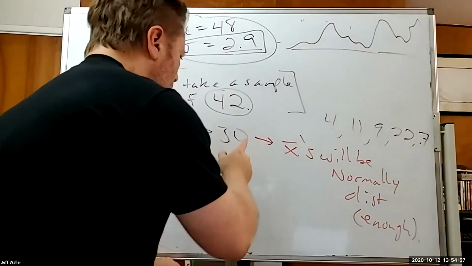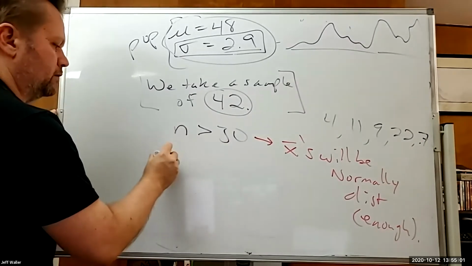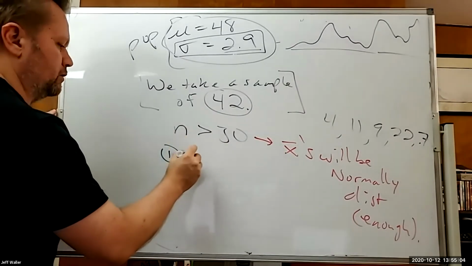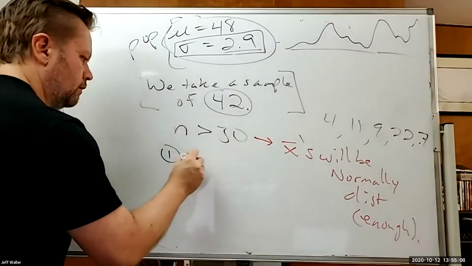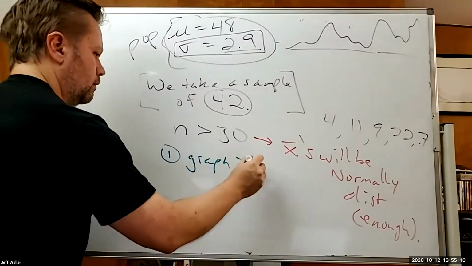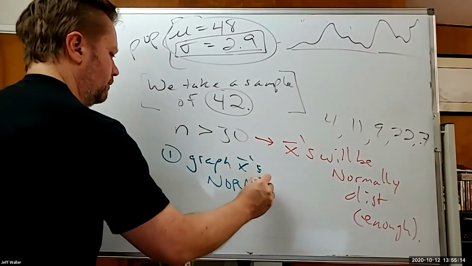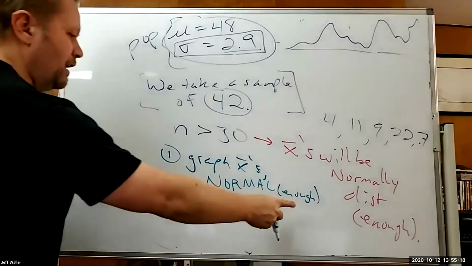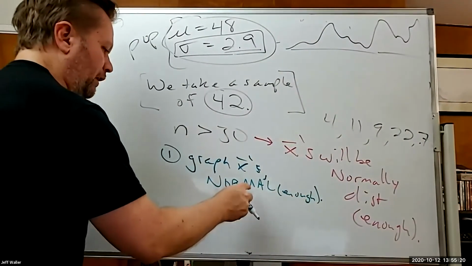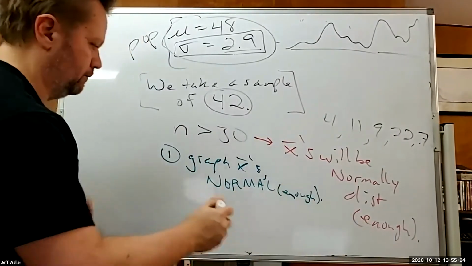But the thing that happens is, once it's greater than 30, one, the sample distribution, so if I graph the X bars, that will be normal enough. I keep saying enough because it won't be perfectly normal, but it will be close enough. We can go ahead and use that chart.